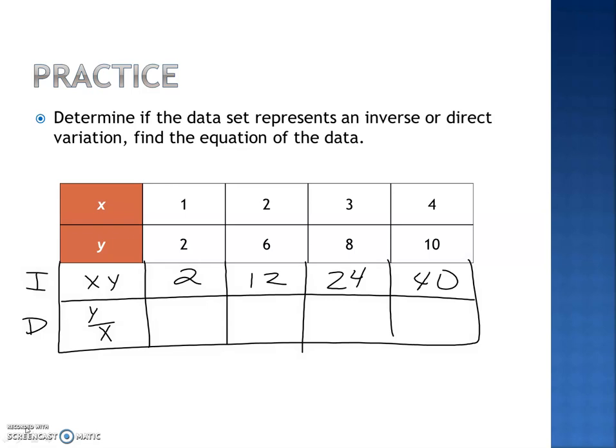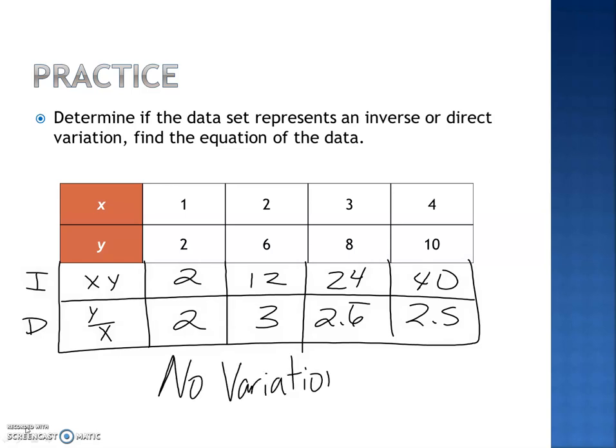Okay, is that enough? Can we stop and just assume it's direct? No, you cannot. 2 divided by 1 gives me 2. 6 divided by 2 gives me 3. 8 divided by 3 gives me 2.6 repeating. 10 divided by 4, geez, I picked some tough ones, gives me 2.5. So is this a direct variation? No. So the answer to this one is, this one has no variation.